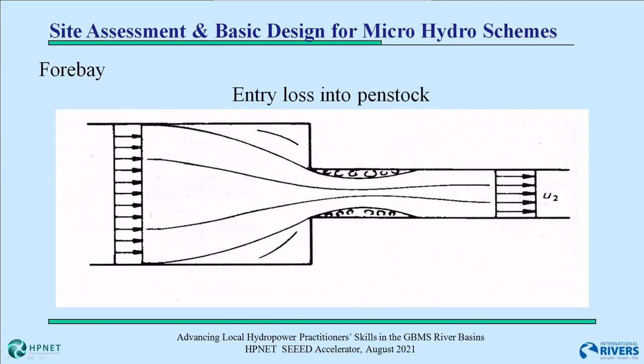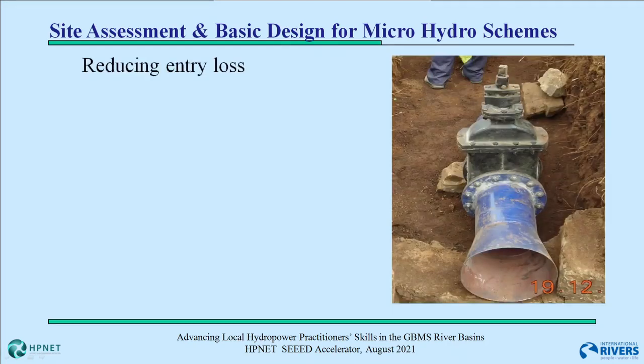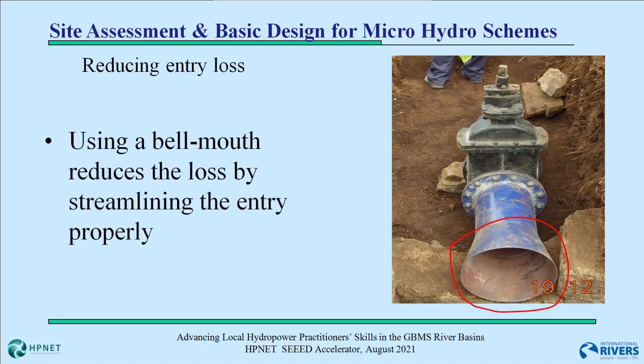Fixing the penstock properly is important. If a penstock is fixed as it is shown in this figure, there is going to be a lot of turbulence at the entrance, which is not good, which will increase the losses. So, a component called a bell mouth is used at the entrance of the penstock. This will reduce the loss by streamlining the entry properly. Streamlining avoids the vortices, which are very dangerous in that they can erode the forebay structure.